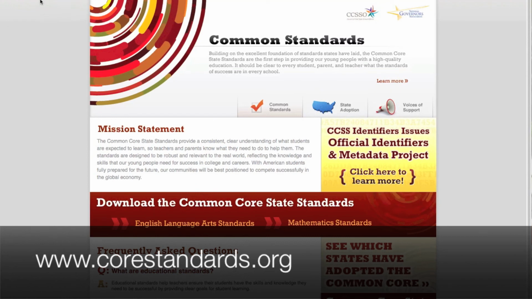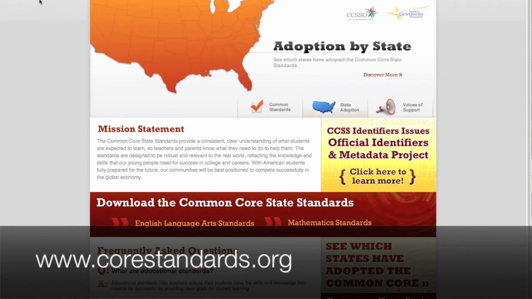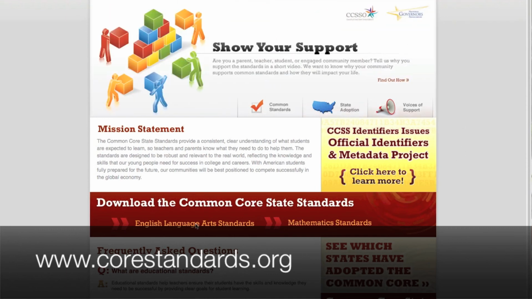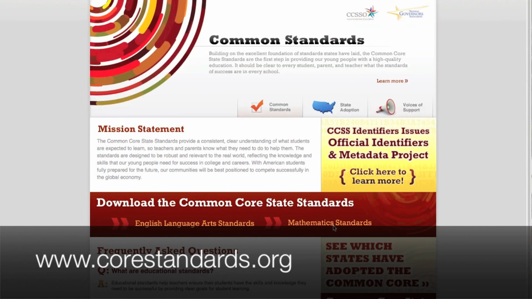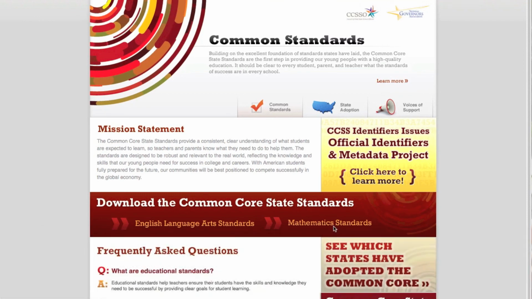To download your own copy of the Common Core State Standards, you will type in www.corestandards.org to bring you to this website. Then you can click on English Language Arts Standards down here in the Download the Common Core State Standards section if you want English Language Arts, or you can click on Math if you want to download the Math. There's also lots of information about Common Core on this site if you'd like to peruse it.